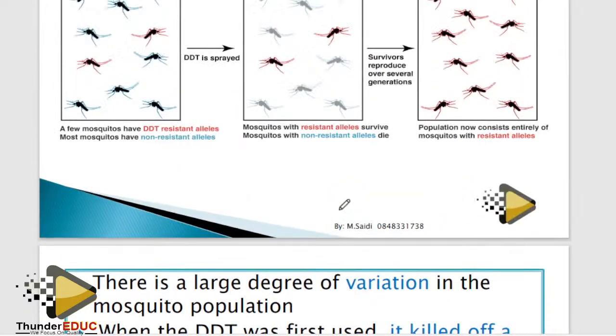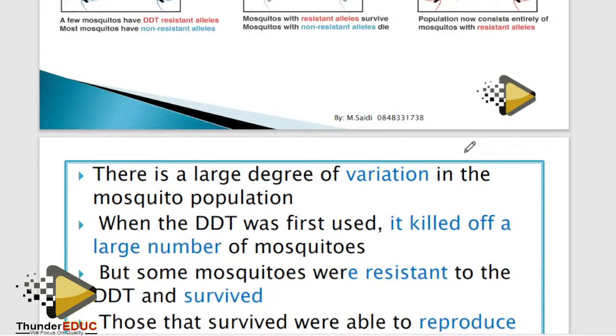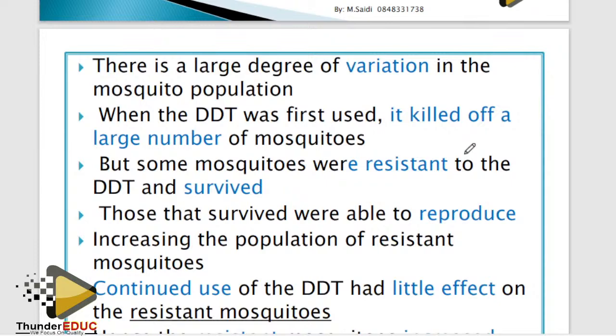So how did the mosquitoes become resistant, or whatever example they have brought? You talk about variation among the mosquitoes, among the bacteria, among the virus. Some are resistant and some are not resistant. When DDT is applied, those which are not resistant are killed in large numbers, while those which are resistant survive in large numbers. Those which survive reproduce in large numbers and increase the resistant population.